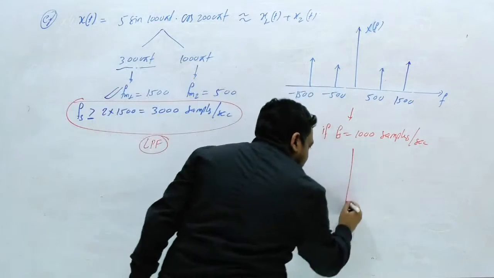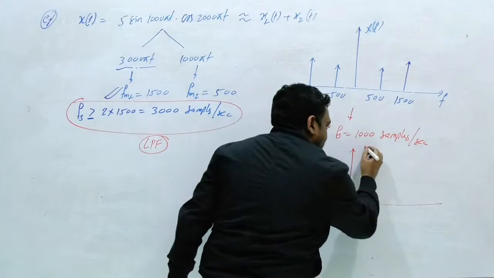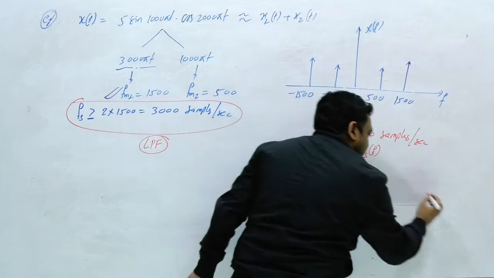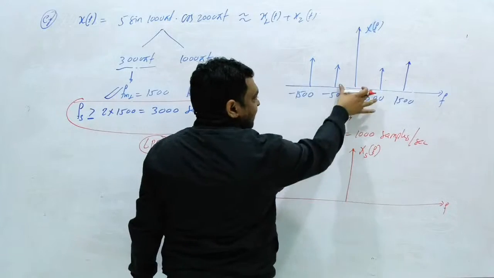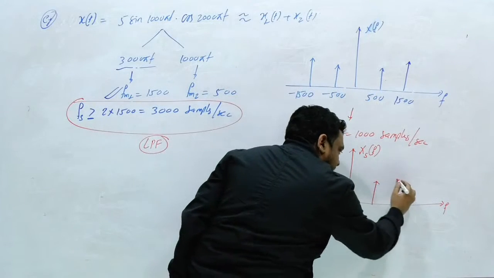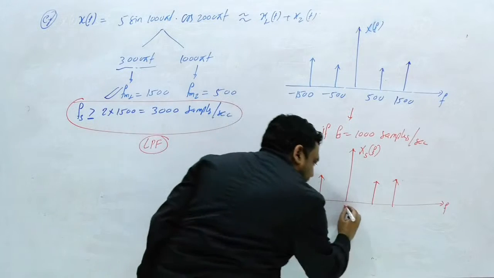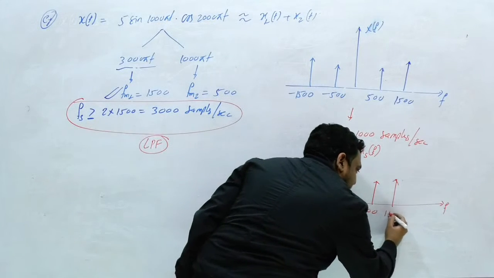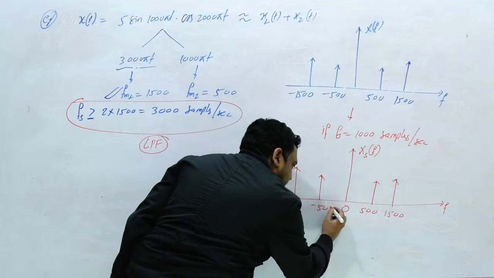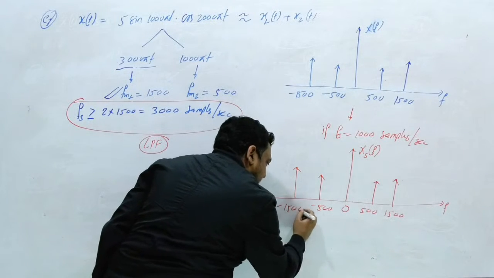Just draw the plot. What will be the spectrum for xs of f? What will you get? The first signal is at the same position. This is 500, this is 1500, this is minus 500, this is minus 1500.